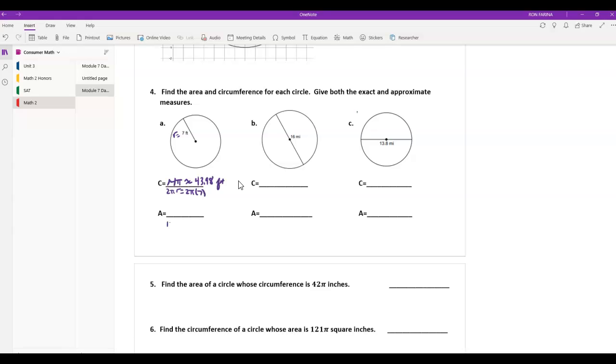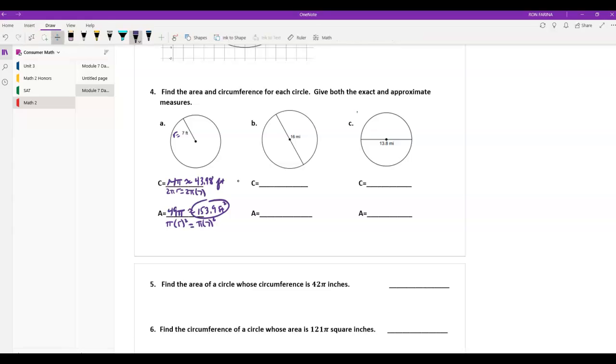The area is pi times the radius squared, right? So pi times 7 squared would give you 49 pi is the exact answer. And 49 times pi will give you approximately 153.9 feet squared. Okay, that would be your approximate.